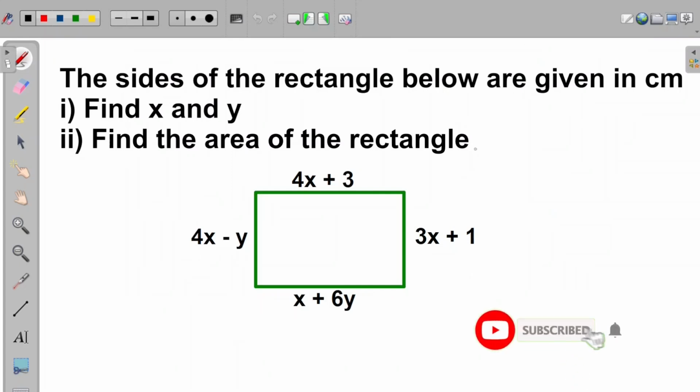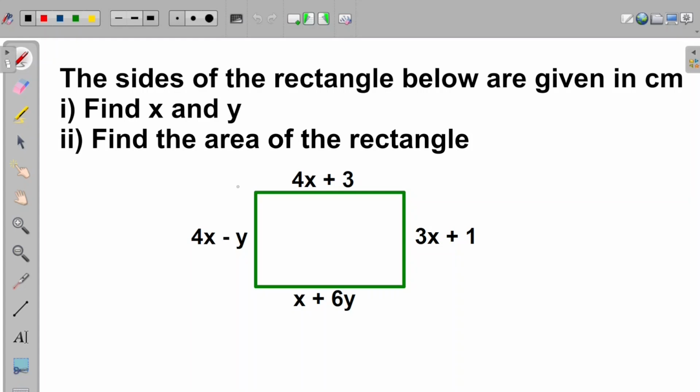Now the next question is: the sizes of the rectangle below are given in cm. 1. Find x and y. And 2 says, find the area of the rectangle. Now, for us to be able to obtain the values of x and y, we will remember a property of a rectangle that says that opposite sides of a rectangle are equal.